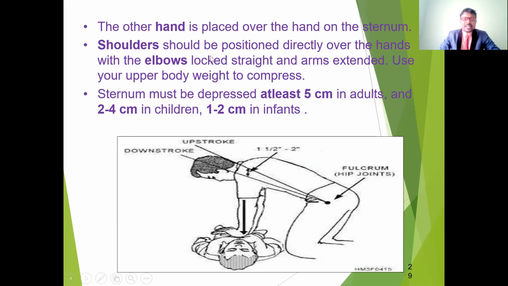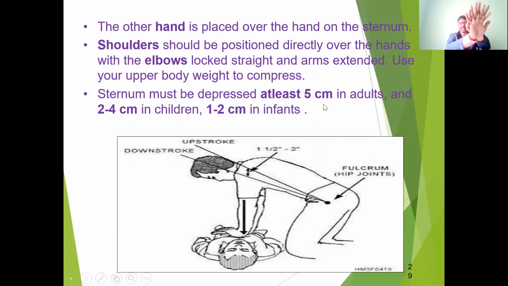Next, the other hand is placed over the hand on the sternum. The shoulders should be positioned directly over the hands, with the elbows locked straight and the arms extended. Use the upper body weight to compress. Our body should put its weight on the chest of the patient. The sternum must be compressed at least 5 centimeters.